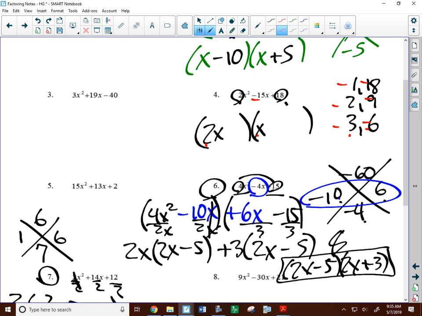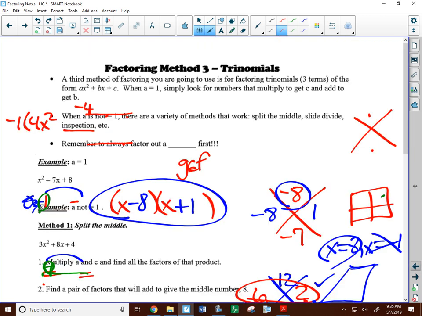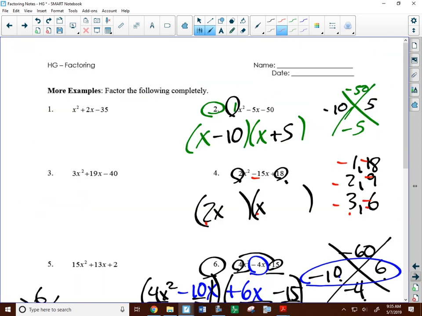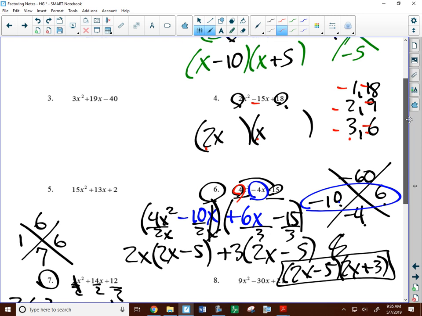Did you have a question back there before? I have a question about numbers. Okay, yeah, go ahead. I'm confused on why you don't just do the x minus 10 and the x plus 6. It doesn't work. That's just not a method that works when a is not equal to 1. Basically, that's the answer to your question. If a is 1, then you just do that. If a is not 1, it wouldn't work that way. You could check by foiling it. It wouldn't equal it.